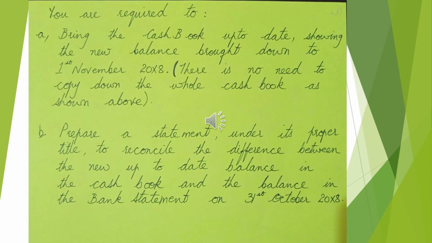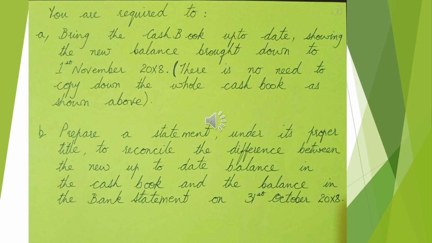You are required to bring the cash book up to date, showing the new balance brought down 1st November 2008. There is no need to copy down the whole cash book as shown above. Now what this means is, we have to make changes to the balance of the cash book to bring it in accordance with the balance of the bank statement.